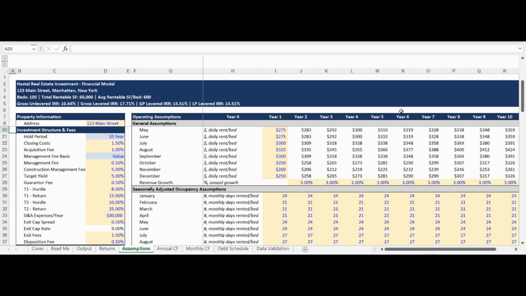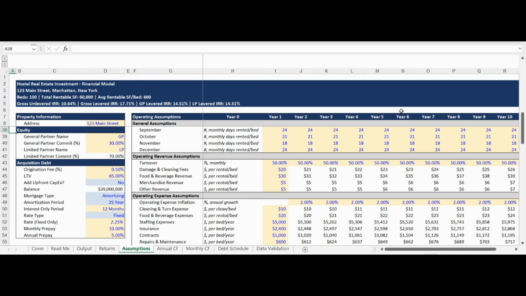The model is pre-built to charge acquisition fees as well as asset management fees calculated based on value, equity, or cost, construction management fees for completing capital projects, as well as loan guarantor fees. Specific to investment returns, this assumptions section has the inputs for the distribution yield as well as the two-tier promote structure. This section concludes with inputs for the exit cap rate spread and disposition fees charged on exit.